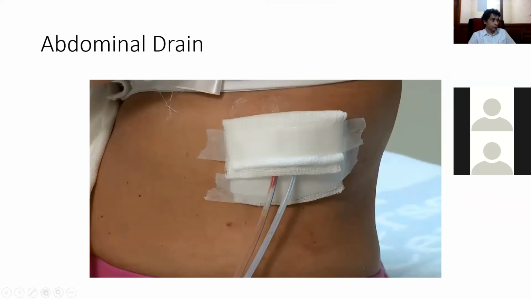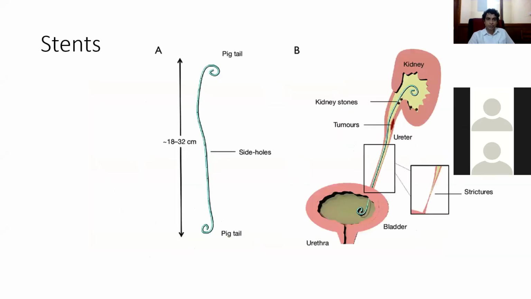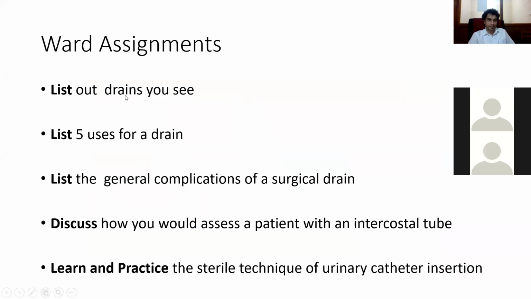I will send a link to the coordinator in the surgery department so that they can give you the link to Moodle if you want to go through this again. And go to the ward now and make sure that you try to go through these assignments. In about a week's time, it's good if you can give me these first three things separately and as a group discuss and tell me how you would assess a patient with an intercostal tube. The other thing of course is just a practical that you have to keep doing.